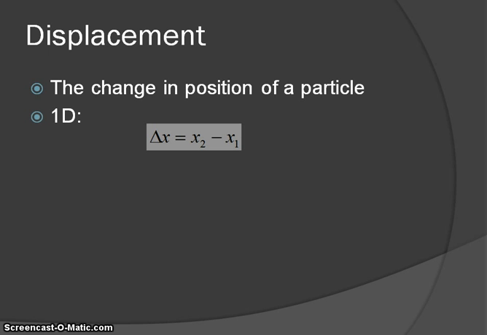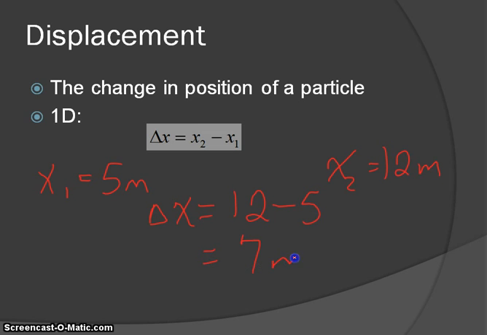Okay, so let's start by looking at this in one dimension. If we imagine that we're traveling along just an ordinary number line, let's say the x-axis, and we start out at 5 meters and we end at 12 meters, then in order to find out how much our displacement is, what we're going to do is take 12, which is our final position, minus 5, which was our initial position, and get that our displacement is 7 meters along that axis.